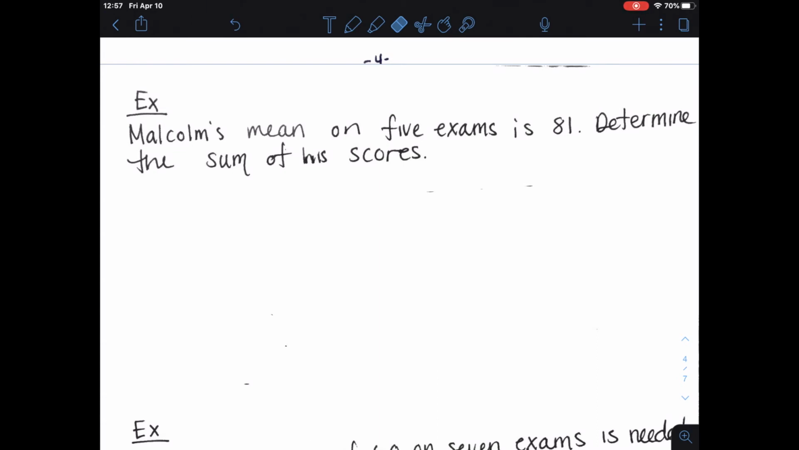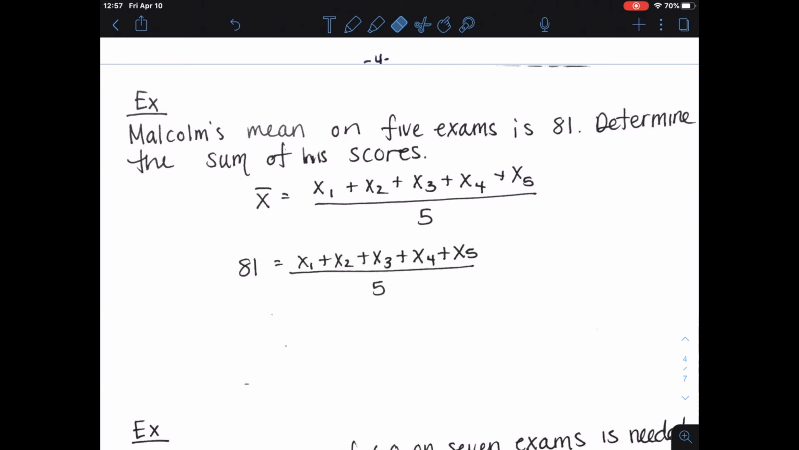So we're going to look at a specific student. The mean on their 5 exams is 81. We want to see what was the total amount of all of his scores, so his sum. Because we're told the mean, remember that's just going to be this value, x bar. That is the sum of all 5 scores divided by the number of tests he took, which is 5. So we know the mean is 81, so it's going to be the sum of his scores over 5.